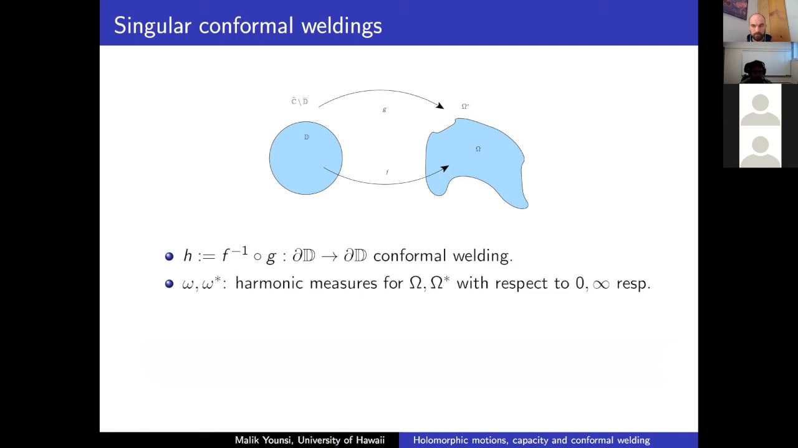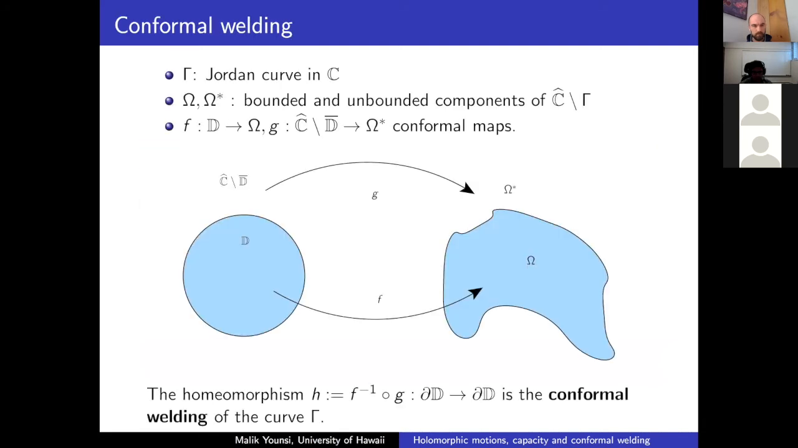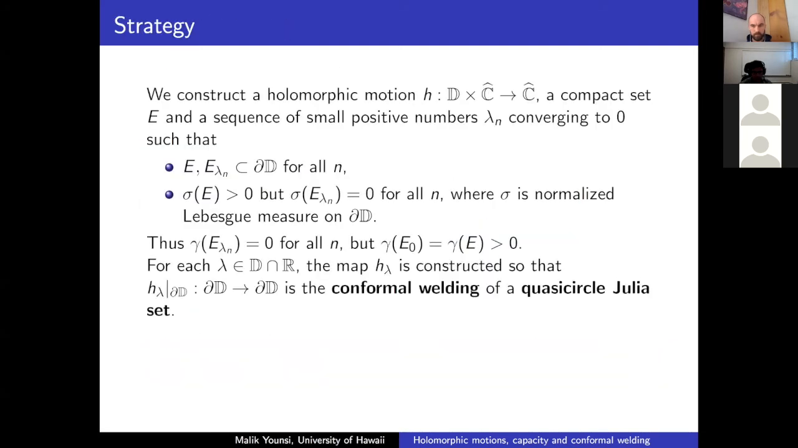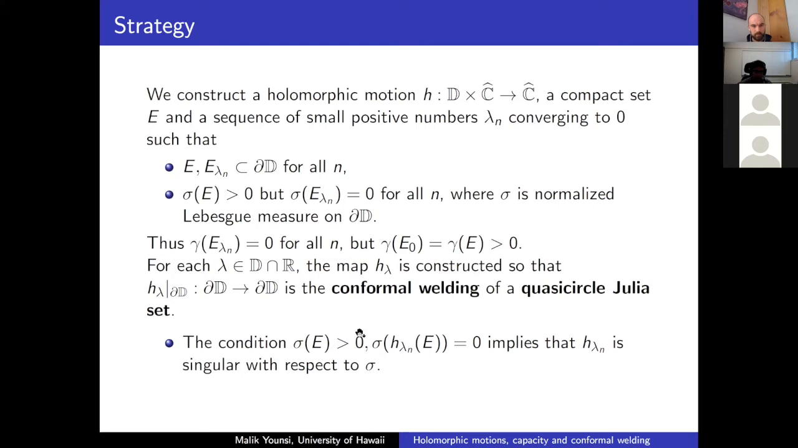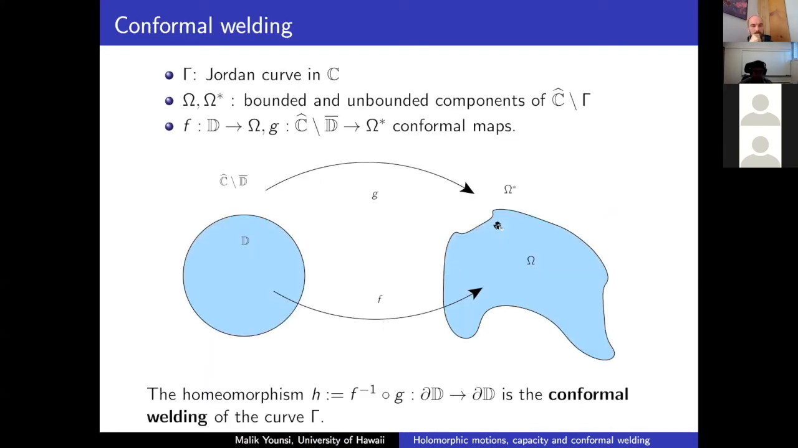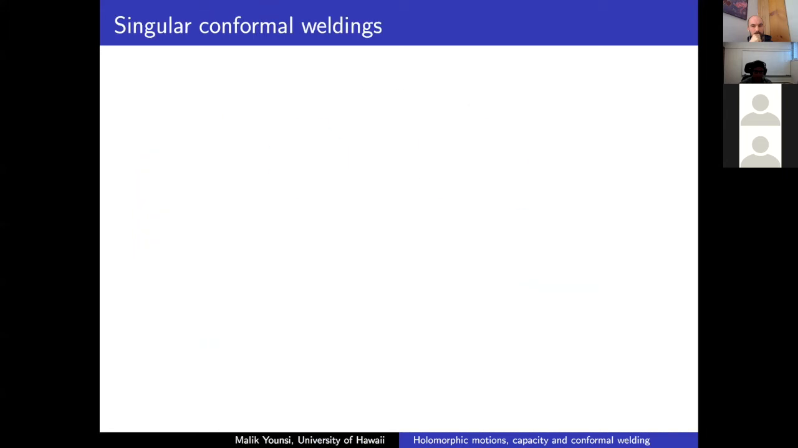Okay, so if we go back to the strategy now, so that's good. We explained how to get a singular conformal welding. But now what we want is to obtain these singular conformal weldings as part of a holomorphic motion. So in particular, we want a lot of them. So how can we do this? Well, for this, we're going to look at some Julia sets. So let me just briefly mention the basic definitions of Julia sets.